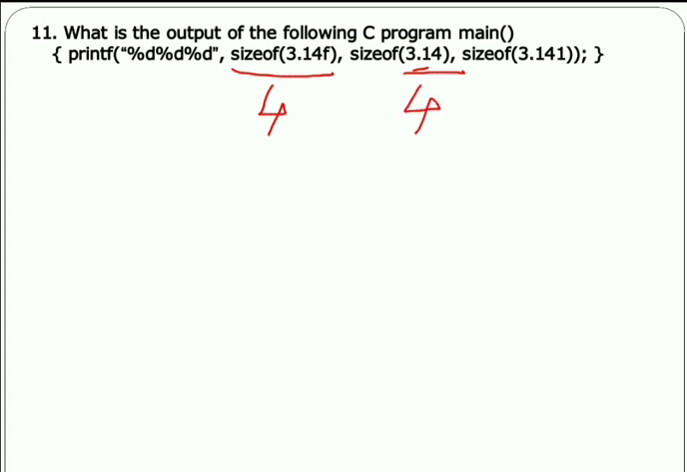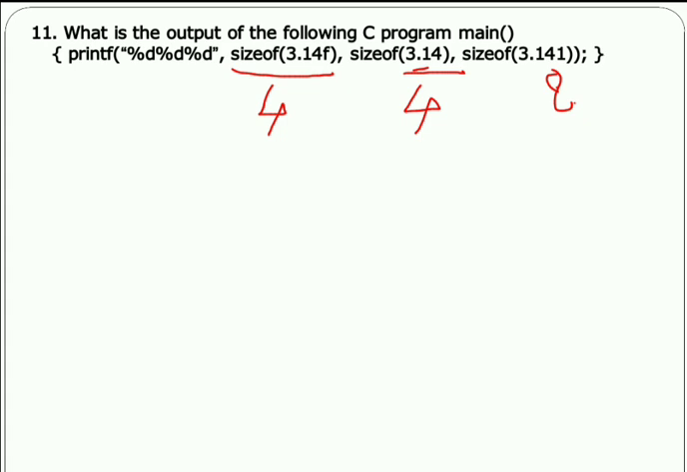Next one, the size of 3.141, similar to the first case, the C compiler considers this as a double value. For which the double value size is 8. So the answer is 4, 4, 8.